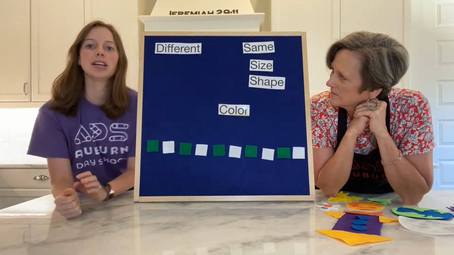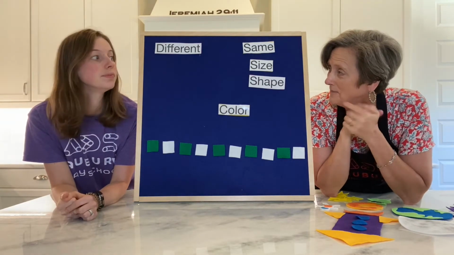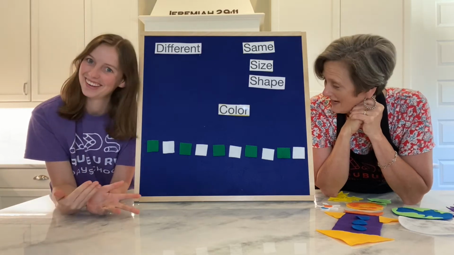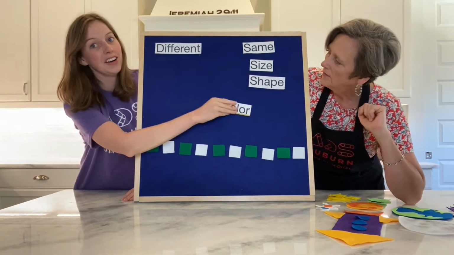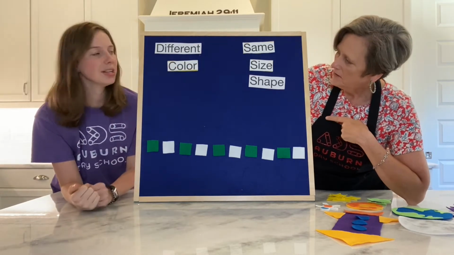And the last one is color. What colors do you see in our pattern? Green and white. Good, so our colors are different. We have two different colors. Can we sort these? Yeah, we can sort them. Let's sort them by color.